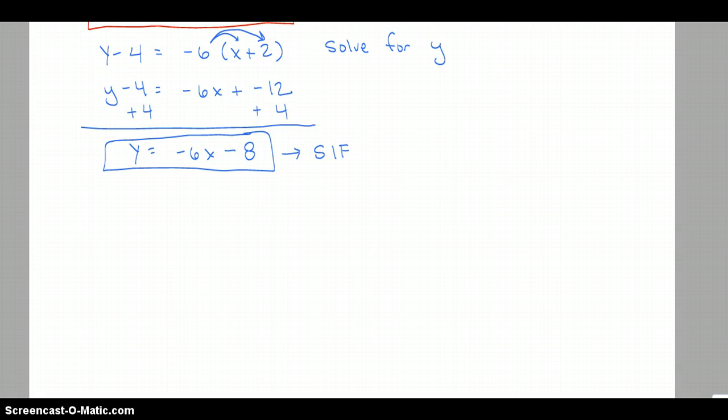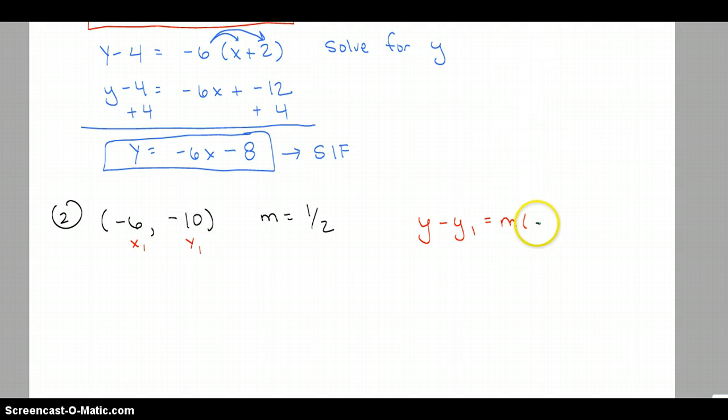With number 2 here, let's say the point that it goes through is (-6, -10), and the slope is 1/2. Right away we know that the point it goes through is x1, y1, and the slope m is 1/2. The point-slope formula again is y minus y1 equals m times x minus x1. So what we're going to do is plug it in to get it into point-slope form.